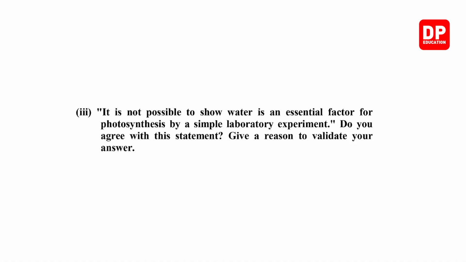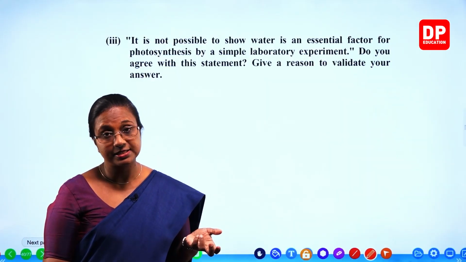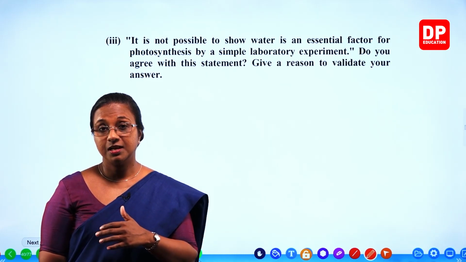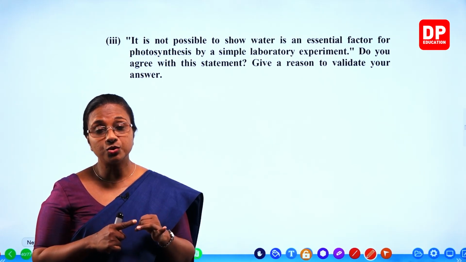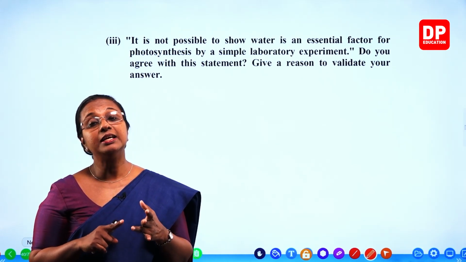Third part, it is not possible to show water is an essential factor for photosynthesis by a simple laboratory experiment. Do you agree with this statement? Give a reason to validate your answer. So, do you agree with the statement? Yes. Normally, we test for the different factors. Now, sunlight we can test, carbon dioxide and also the requirement of chlorophyll. But water we can't test.